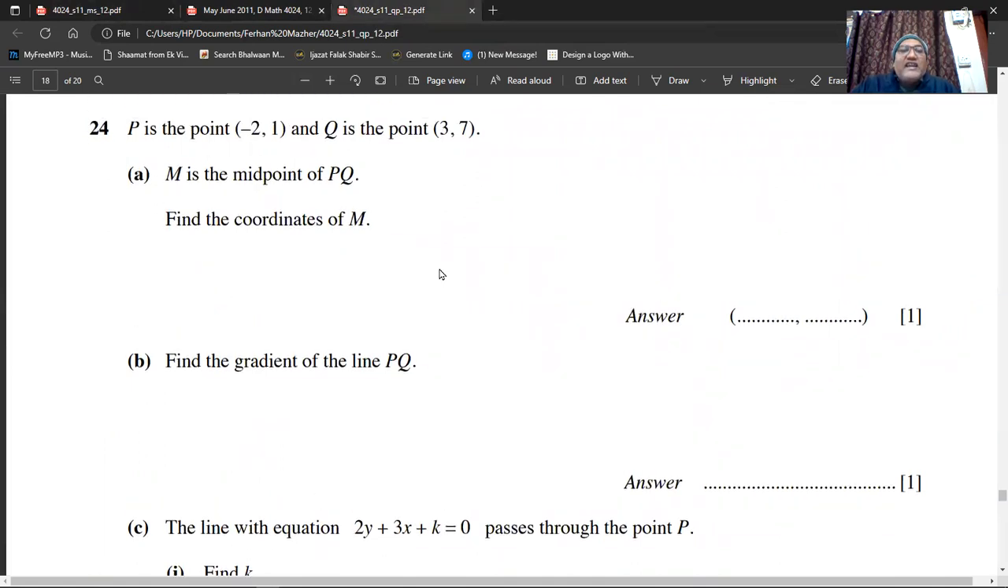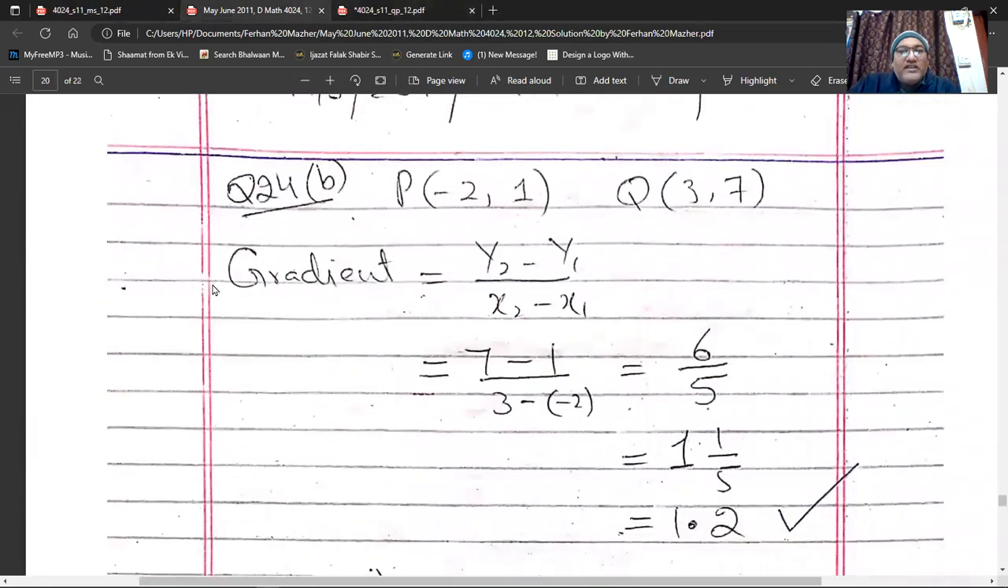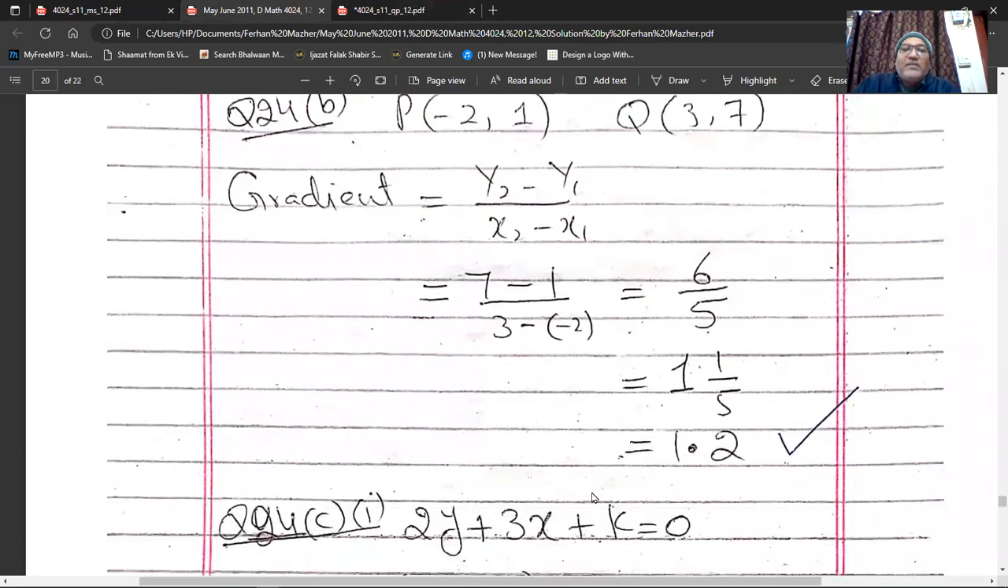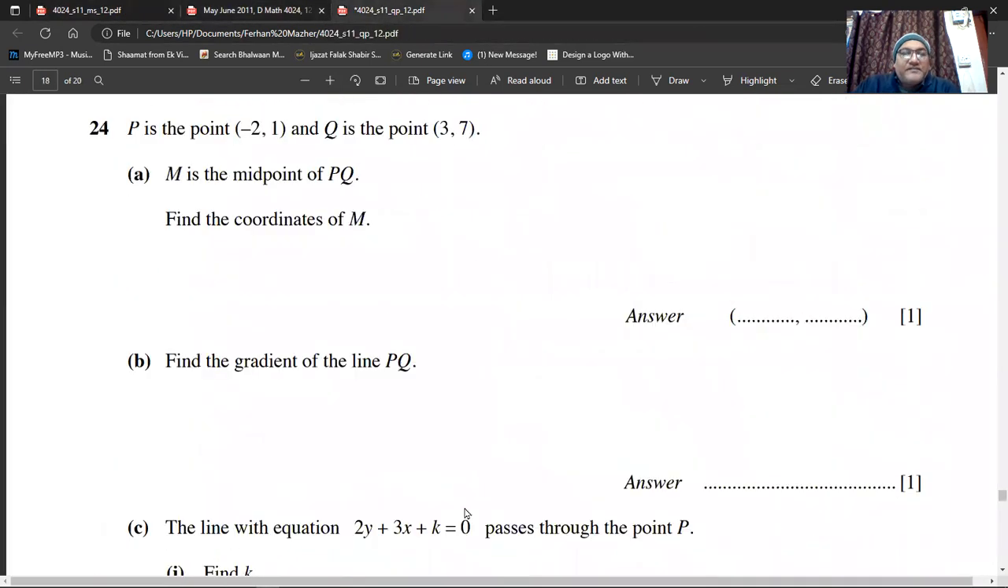Then he says find the gradient of the line PQ. The P point, Q point is given. We want to find out the gradient of the PQ. So very simple. The formula for the gradient is y2 minus y1 divided by x2 minus x1. So let me show you. Here we go. So the y2 minus y1 divided by x2 minus x1. So it will be 7 minus 1 divided by 3 minus 2. So it will be 6 by 5, which will be 1 whole 1 by 5, which is 1.2. 1.2 is the right answer, sir.